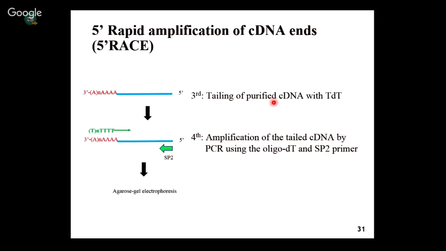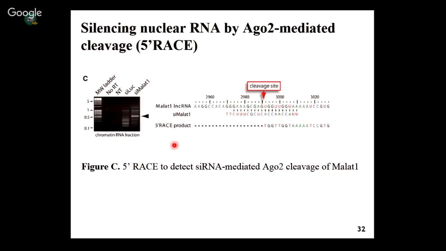And in the third step, we require the enzyme called TdT, which will add a string of identical nucleotides at the 3' end. And then we perform a PCR, which requires a primer and a second specific primer to amplify the cDNA to further undergo other investigations. So the product of 5' RACE can provide the sequence of an RNA transcript. Here, in this example, the 5' RACE product represents the RNA fragment that was cleaved by AGO2.